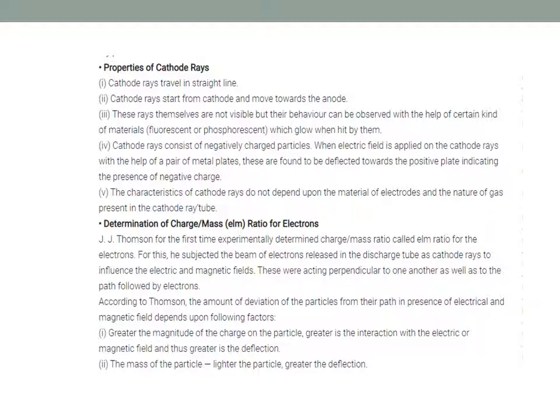According to Thomson, the amount of deviation of the particles from their path in presence of electrical and magnetic field depends upon the following factors. Number 1. Greater the magnitude of the charge on the particle, greater is the interaction with the electric or magnetic field, and thus greater is the deflection. Number 2. The mass of the particle: lighter the particle, greater is the deflection.